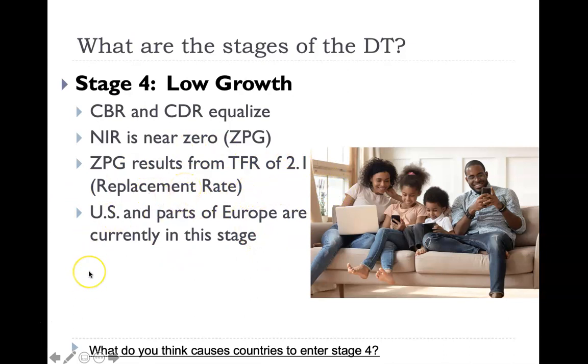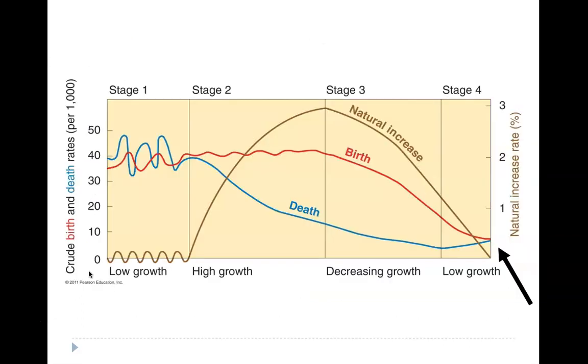The US and parts of Europe are currently in this stage. Right? Most of Europe, you're going to see this in Australia as well. Low birth rates, low death rates, right? And population becomes very stable. There's not a lot of population growth. So there it is. Notice that death rate goes up because in developed countries, you're seeing an older population. Stage 4 countries are going to be old, and so death rates are going to be higher because there's more old people in the society.